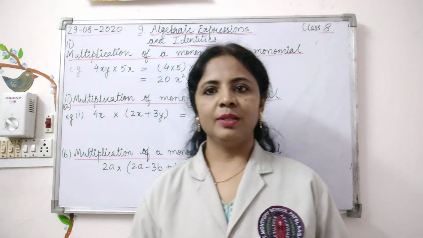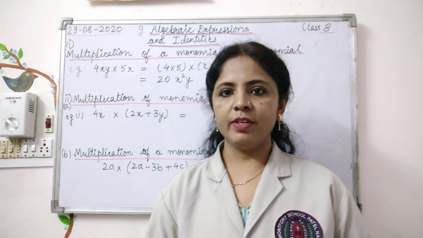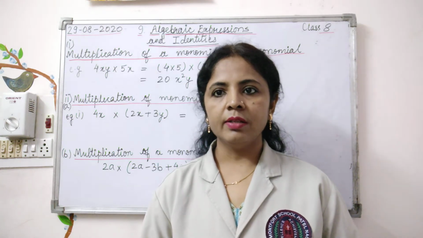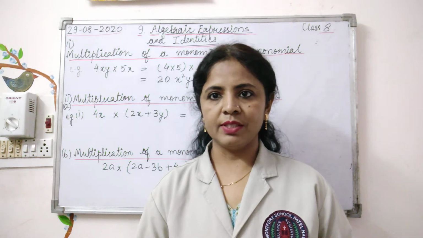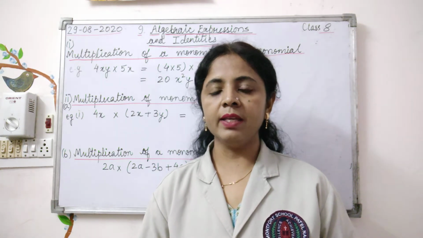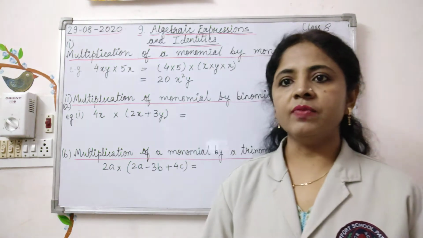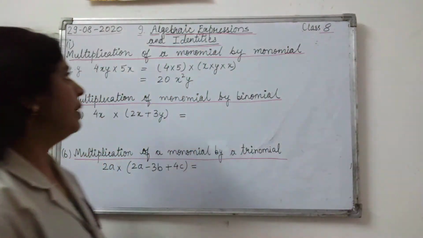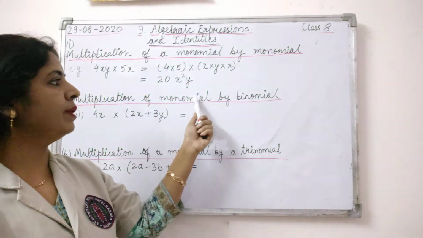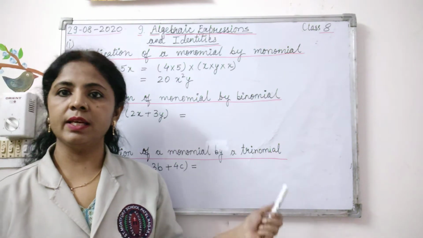Children, today we are continuing our chapter on algebraic expressions, in which in our previous video you had learned about addition of algebraic expressions. Now today we are going to learn how to multiply algebraic expressions. We are doing it in parts. First we will multiply a monomial by a monomial, then a monomial by a binomial and a monomial by a trinomial, and see the result.